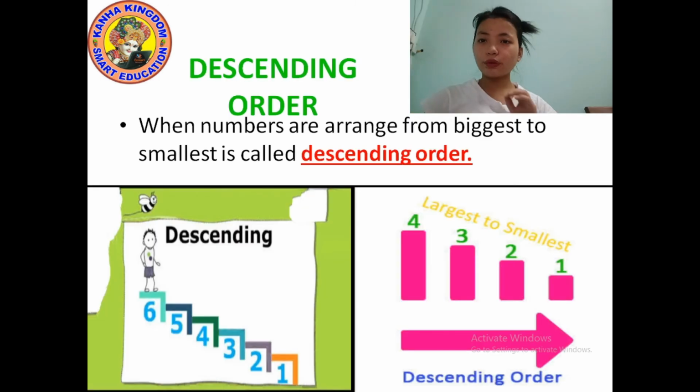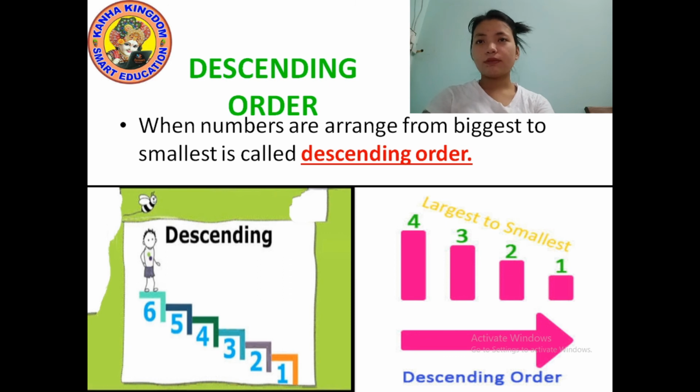Now we are going to learn about the second type of ordering of numbers, that is descending order. When numbers are arranged from biggest to smallest, it is called descending order. If the numbers are arranged from biggest to smallest, they are said to be in descending order.